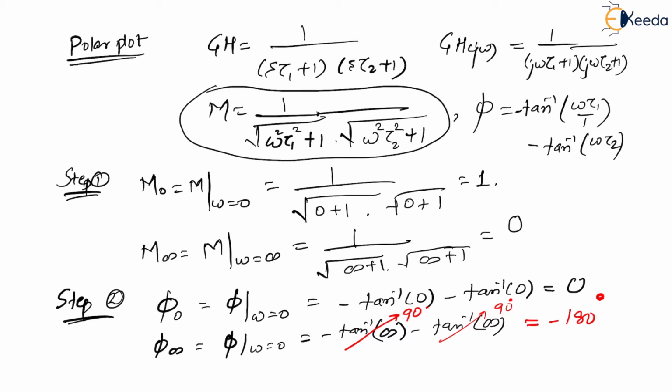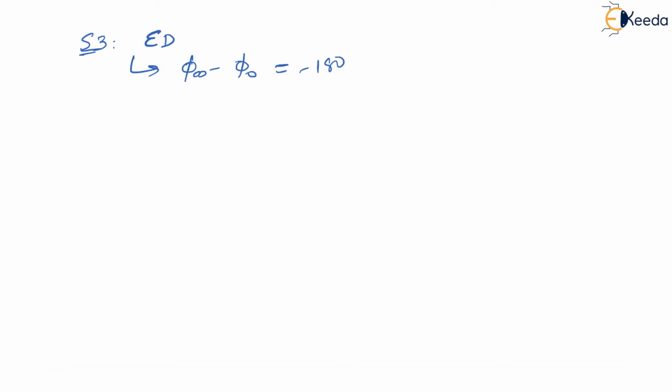Step 3 is to find the ending direction. How to find that ending direction? It is nothing but phi infinity minus phi 0. What is that? Phi infinity is minus 180 degrees, minus 0, which is nothing but minus 180 degrees, which is negative.